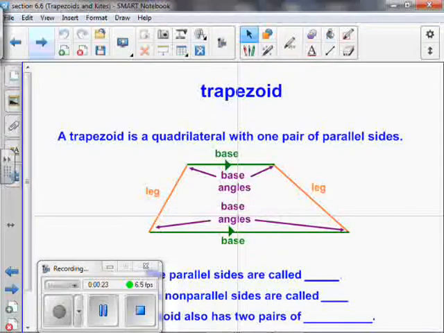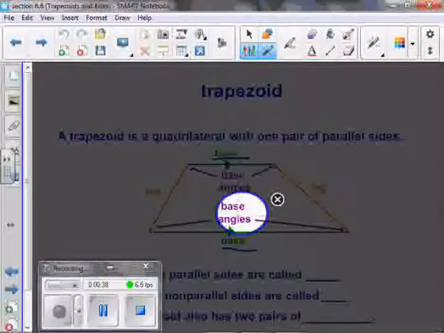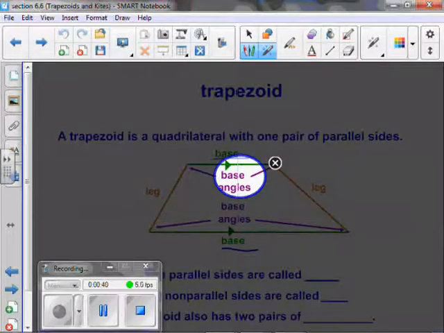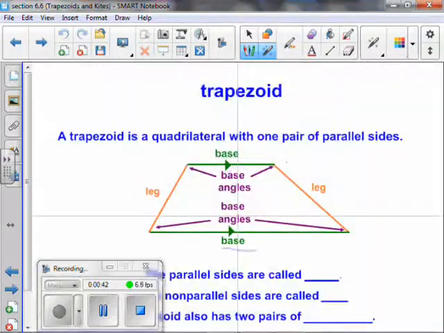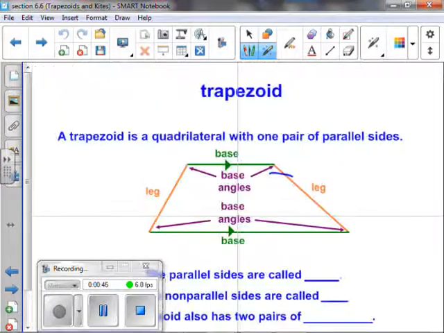Everybody knows that a trapezoid has two bases that are parallel. I have labeled them here and here, and it has two pairs of base angles. Base angles right here, there's a pair of them there, and there's also a pair of them up here. So this and this are base angles, one pair, and here is a second pair of base angles.